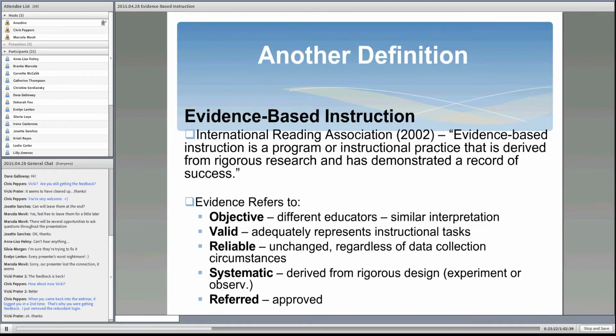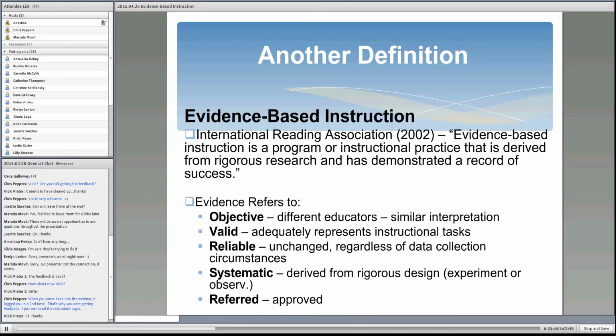It must also be valid. So data that adequately represents the task that children need to accomplish, or adults, to be successful readers. So it must be valid. It must adequately represent the task. If we're talking about a specific reading task, for example, the information must be adequately represented or reflective of that particular task.